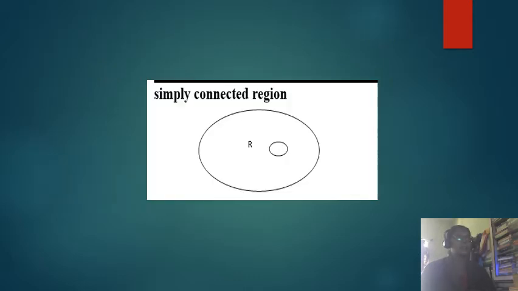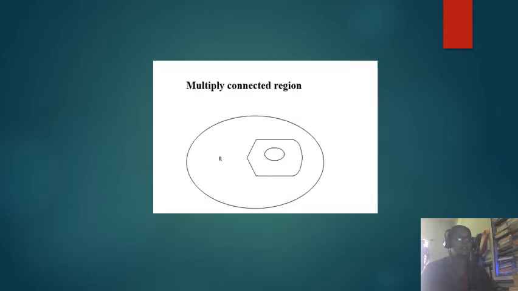So this is called a simply connected region because the outer circle and inside you have another circle, so it lies entirely within the region. Now this is called a multiply connected region. Here you have two more curves that lie inside the big circle.